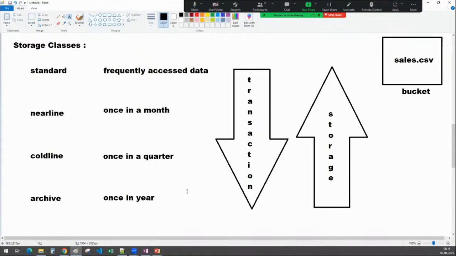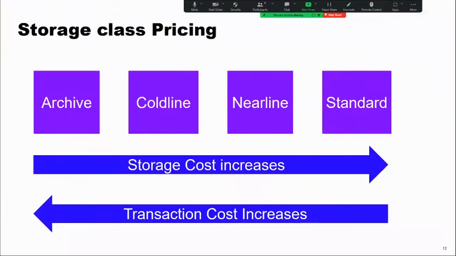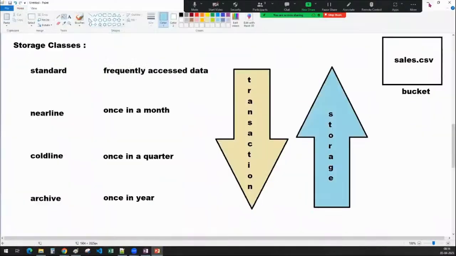So this is the benefit that you are going to get, guys. One is transaction cost, one more is storage cost. Transaction cost will be very high for the archive storage class, and storage cost will be very high for the standard storage class. This is something that you have to understand. Any questions on this one? Okay, one minute. Some more things are also there.